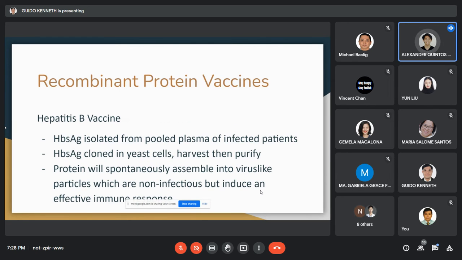So an example of this is the Hepatitis B vaccine. So the HBs antigen is isolated from pooled plasma of infected patients. The HBs antigen is cloned in yeast cells, so to propagate it, and then it is harvested and purified. This purified protein will spontaneously assemble into virus-like particles, which are non-infectious but induce a very effective immune response.